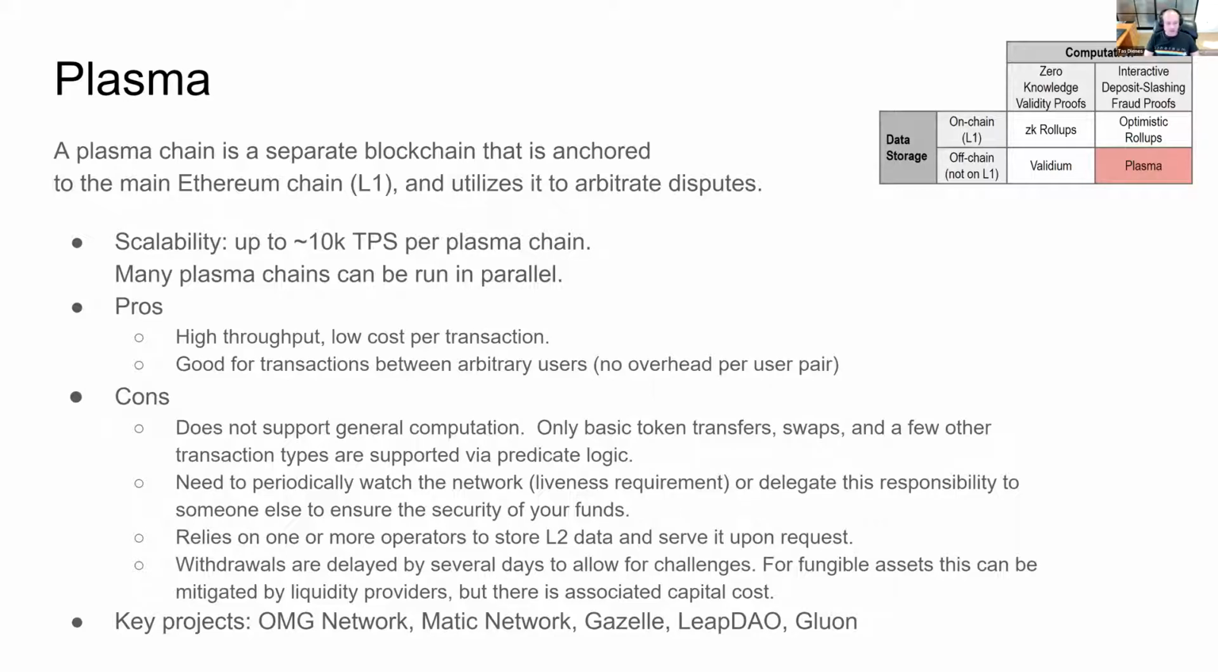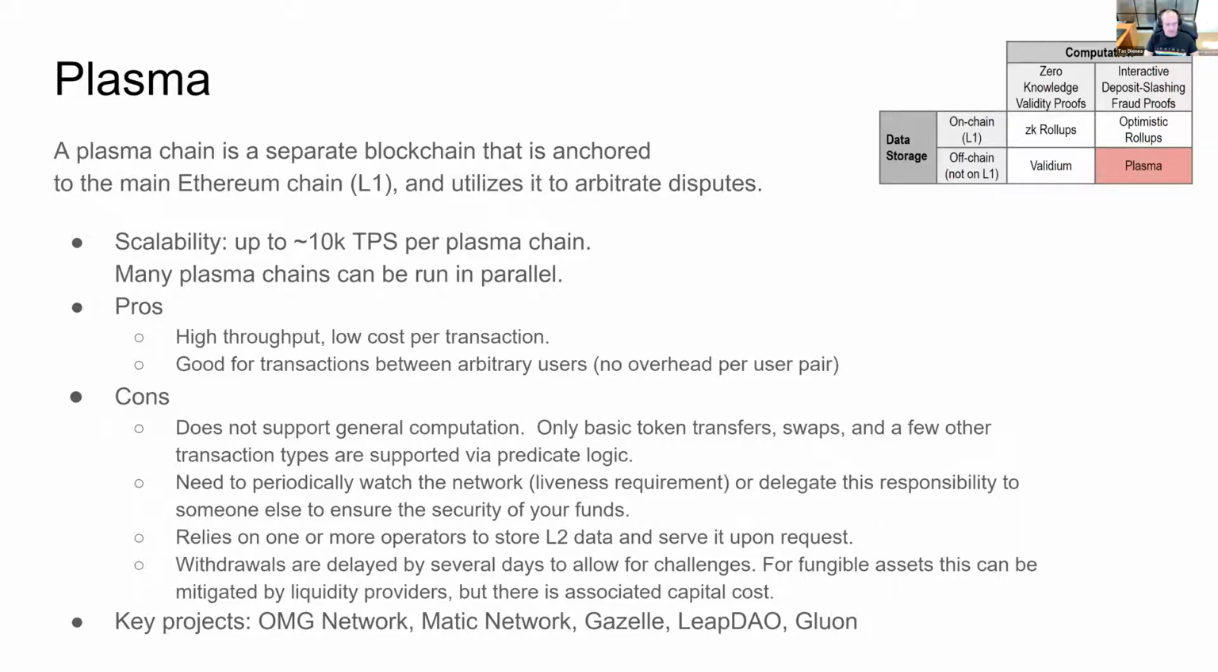So on the upside, you've got high throughput, meaning low cost per transaction. And unlike state channels, Plasma is good for transactions between arbitrary users. So if you have 1,000 users on a Plasma chain or in a Plasma network, anyone can transact with anyone else with no overhead or setup cost per pair like you would with state channels.